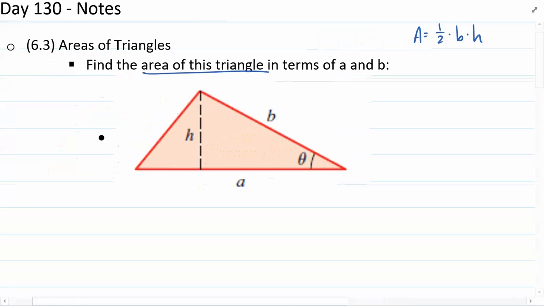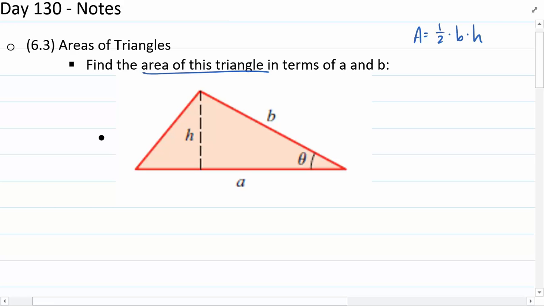For example, in this case, we have a base of this triangle down here along this side where A is labeled, and the height is labeled here from the base directly to the peak of the triangle. And when we measure a height, it does have to be perpendicular to the base.